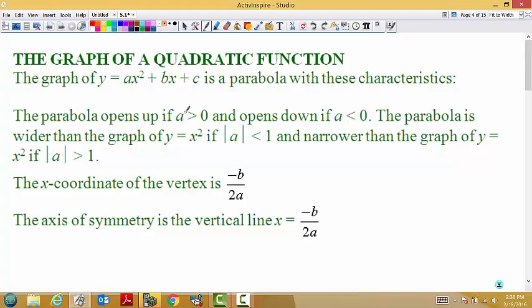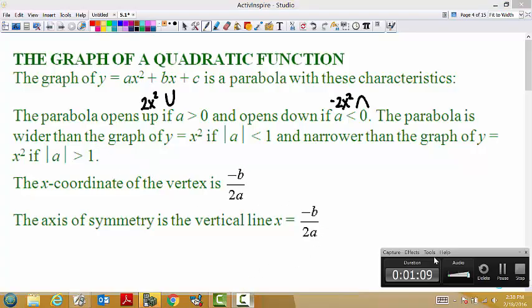It opens up if a is positive. So if it's like 2x squared, it's going to go up. Negative 2x squared would go down, and that should go with your transformations. Remember, if it's a negative, you flip it. The x-coordinate of the vertex is negative b over 2a.